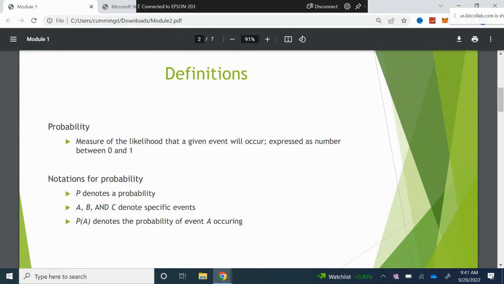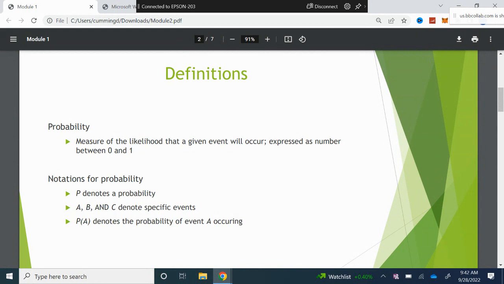So when you see a probability written out, you're going to see this P of A, and that denotes the probability of some event occurring. So like you're going to see, find the probability of rolling a 1. Okay, so A could be rolling a 1. You may see the probability written out like this, the probability of A, B, or C, or they could be written out in actual sentences or phrases.